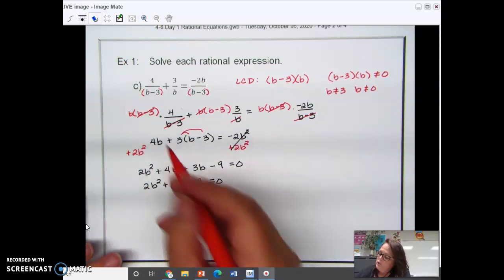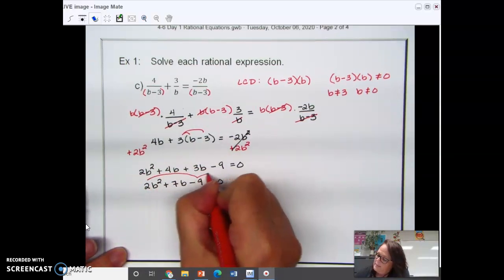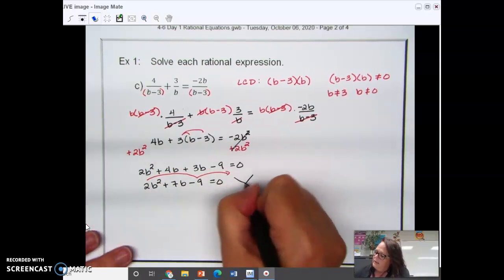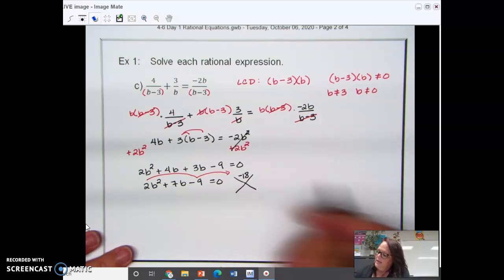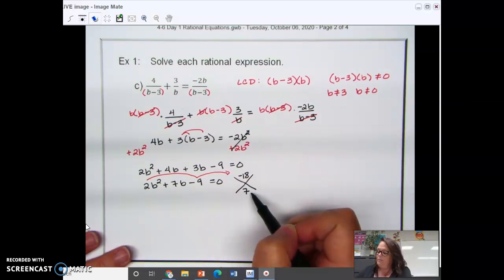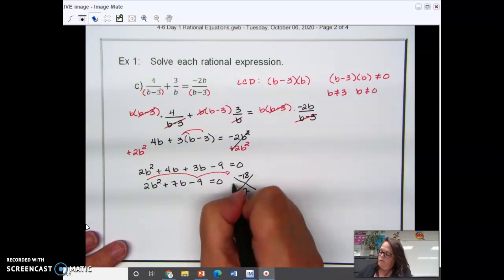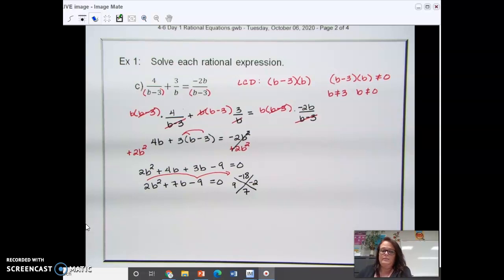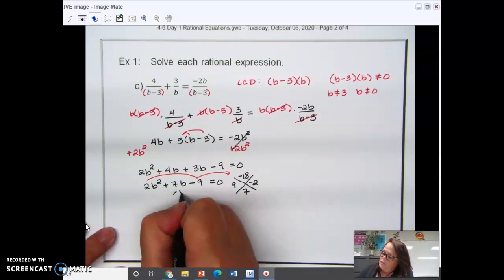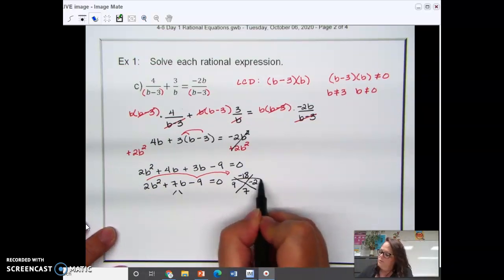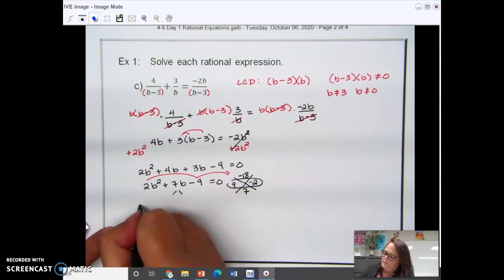When I have that 2 in the front, I've got to do the hop, skip, and a jump. So 2 times negative 9 is going to be negative 18. And I want to see what multiplies to give me negative 18 that adds to give me positive 7. Hopefully you're screaming at the computer that it is 9 and negative 2, that their product is negative 18 and their sum is 7. So like I showed you in the previous video, we're going to split this 7b up into a 9b and a negative 2b.